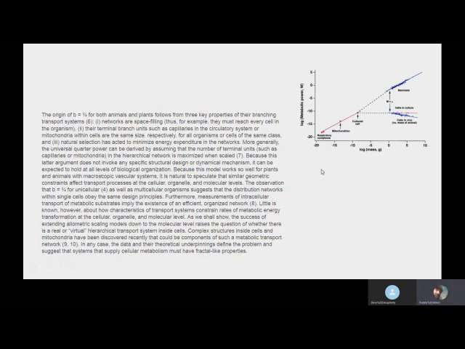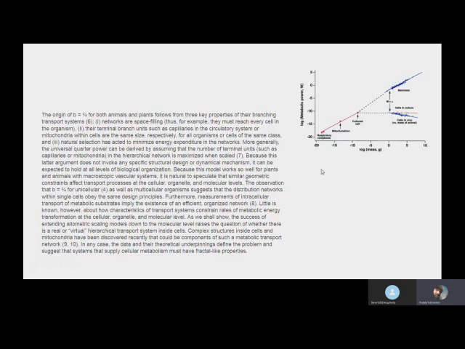Furthermore, measurements of intercellular transport of metabolic substrates imply the existence of an efficient, organized network. Little is known, however, about how characteristics of transport systems constrain rates of metabolic energy transformation at the cellular, organelle, or molecular level. As we shall show, the success of extending allometric scaling models down to the molecular level raises the question of whether there is a real or virtual hierarchical transport system inside cells. Complex structures inside cells and mitochondria have been discovered recently that could be components of such a metabolic transport network.